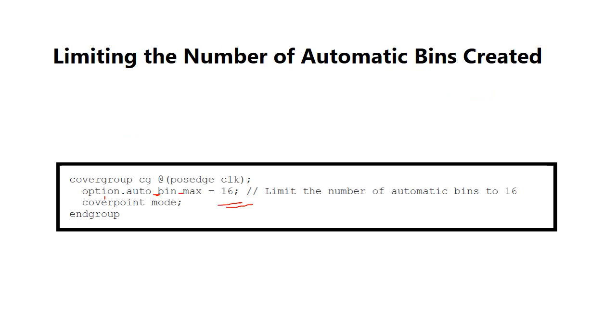Next is limiting the number of automatic bins created. In SystemVerilog, you can limit the number of automatic bins which are created for a coverpoint by making use of option.auto_bin_max. Here it is set to a value of 16. This setting specifies the maximum number of bins that can be automatically created for a given coverpoint. If the number of possible values exceeds the limit mentioned here, the values are grouped into the specified number of bins.